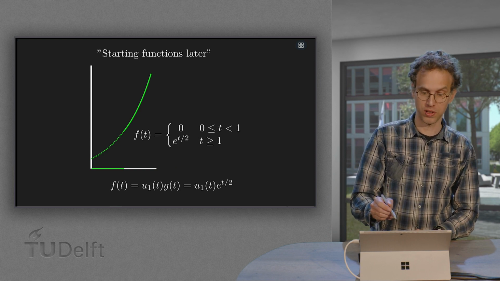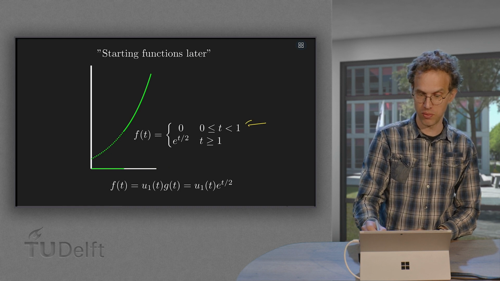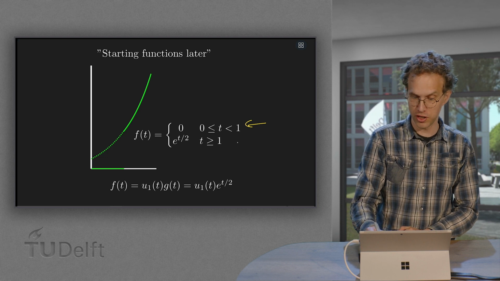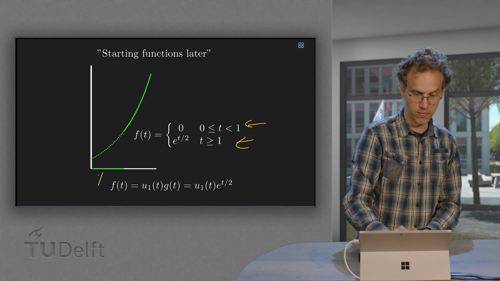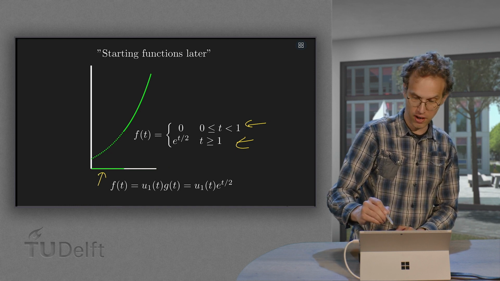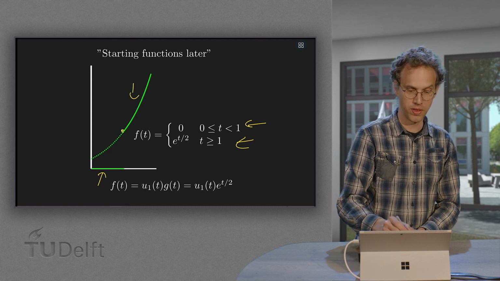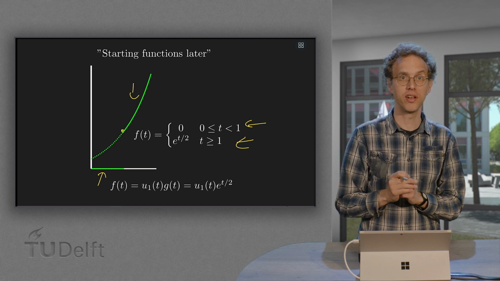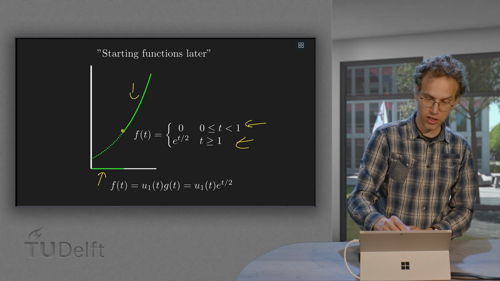So let's start with starting functions later. Suppose we have some f of t which is 0 between 0 and 1 and then becomes e to the power t over 2. So here's a graph. We start at 0, and after that, when we are at 1, we jump to e to the power t over 2. I also dotted the e to the power t over 2 between 0 and 1, but that is just to show that the function actually starts here.